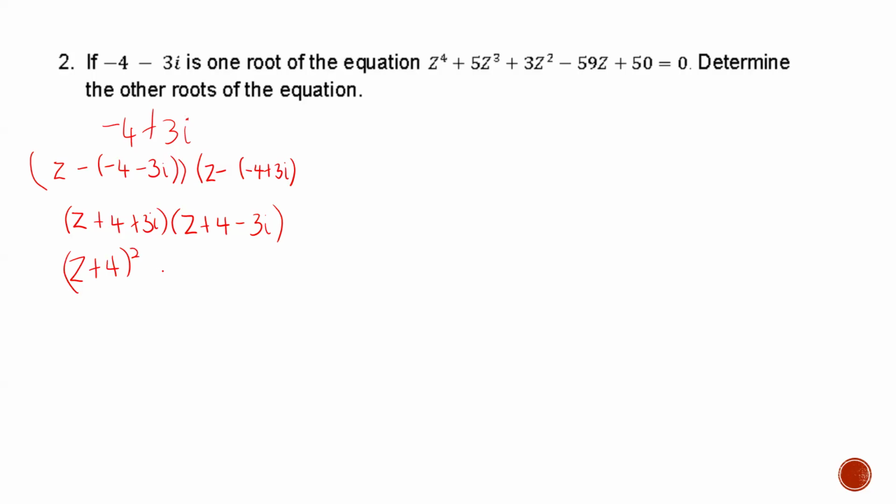squared minus 3i squared, right? We all know that i squared gives us -1, right? When we square this, we get -9. The negative gives us a plus, then we get z plus 4 squared plus 9.